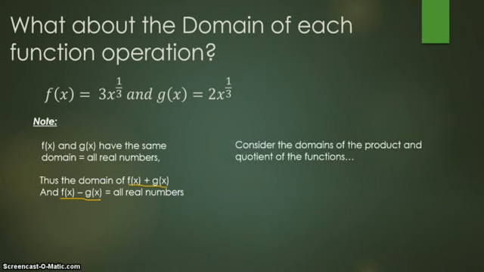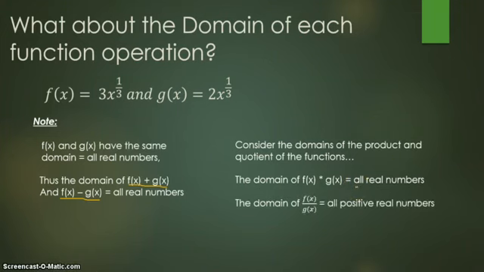If we consider the domains of the product and the quotient of the functions, if we look at the first one, the domain of f of x times g of x is all real numbers, because the answer, if you go back a second, 6x to the 2/3 incorporates all kinds of values as well, both positive and negative. So again, all real numbers are possibilities for x.